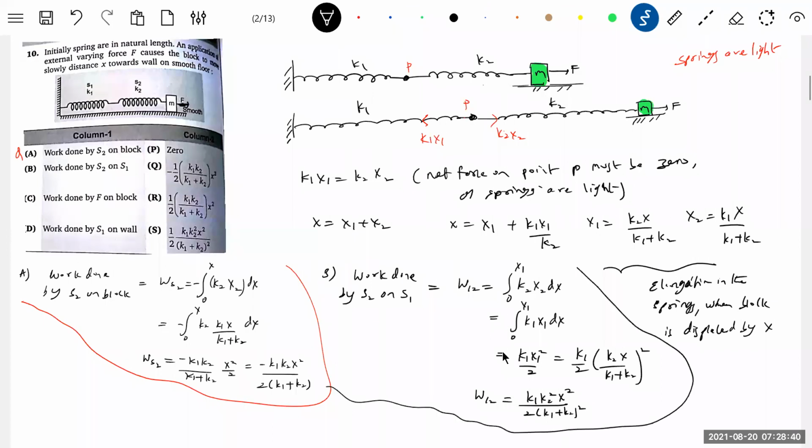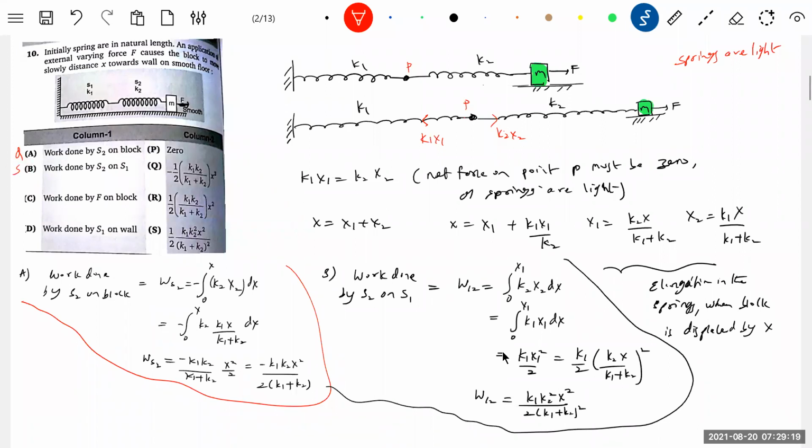This is the one part of the thing. Work done by S2 on S1. Any option is there? K1, K2, X square. S is there. What about the work done by F on the block? Sir, you mark Q instead of S.